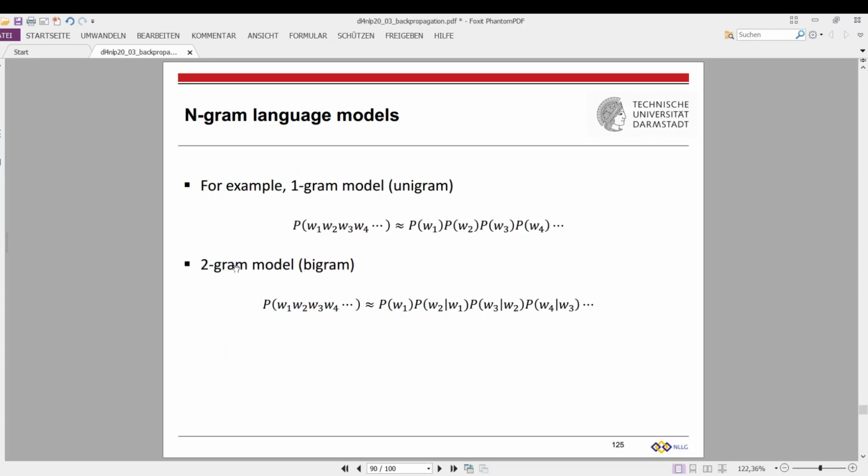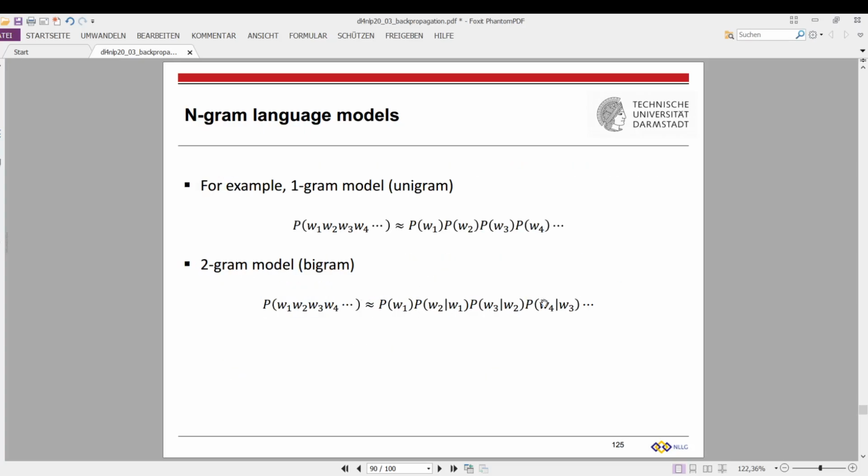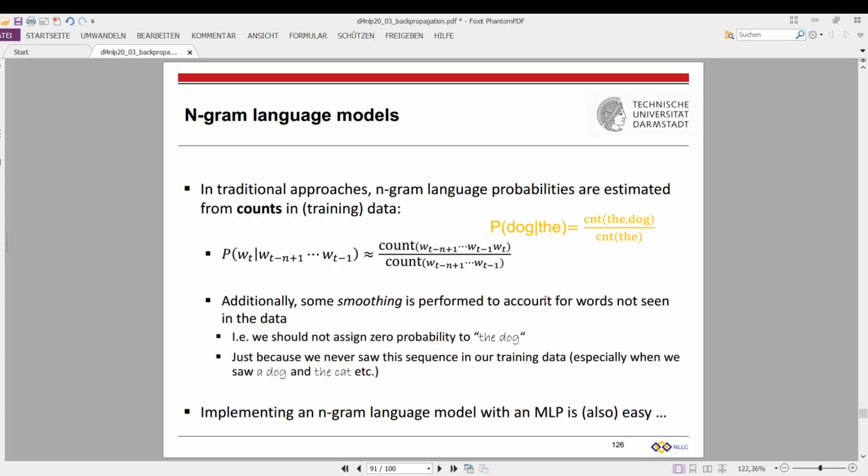And a bigram language model would approximate the probability of a sequence of tokens as a product of conditional probabilities, where each term is given by the probability of the current word given the previous word, except for the first term, which anyway does not have any history, so we cannot clip anything. So this is an n-gram language model.